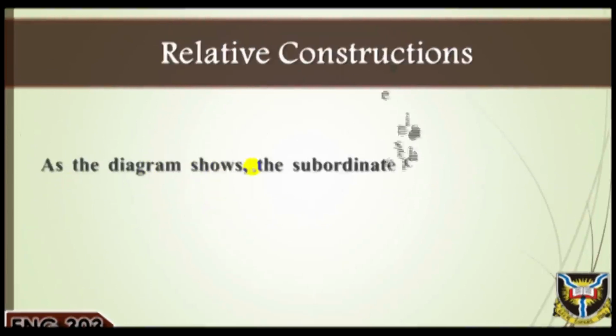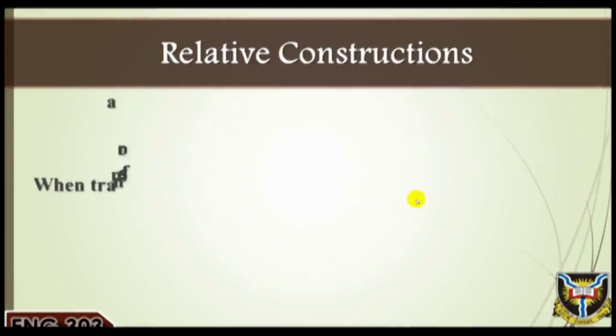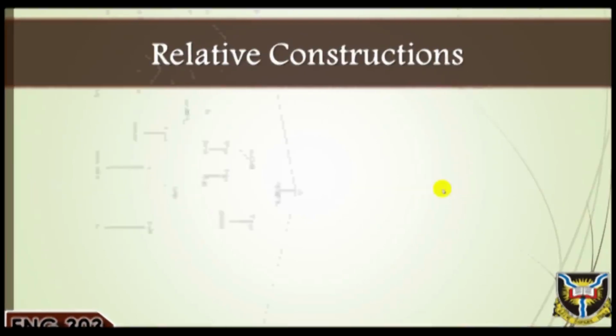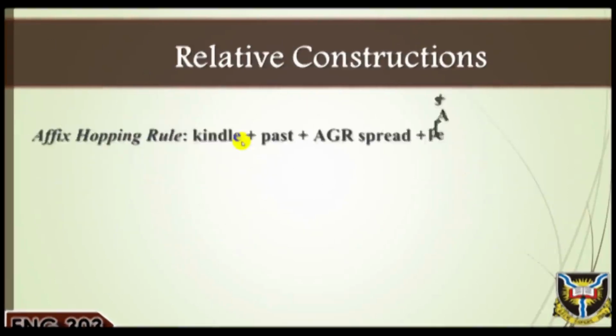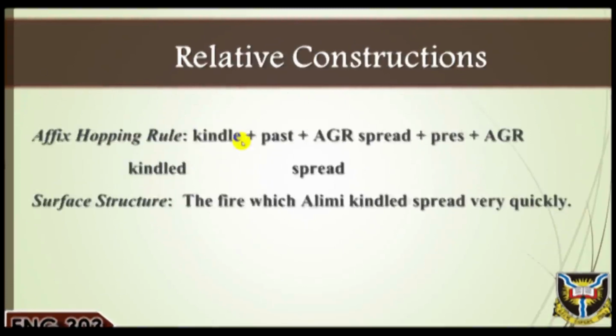As the diagram shows, the subordinate clause is embedded under the subject NP and is therefore part of the NP. Again, it is a clause on its own. We expanded it to become a full sentence so that we can get the true picture of its components before transformations applied to it. From this, we realize that the object NP of the subordinate clause is identical with the subject NP of the matrix clause. This is the link that facilitated the attachment of the insert into the main clause.